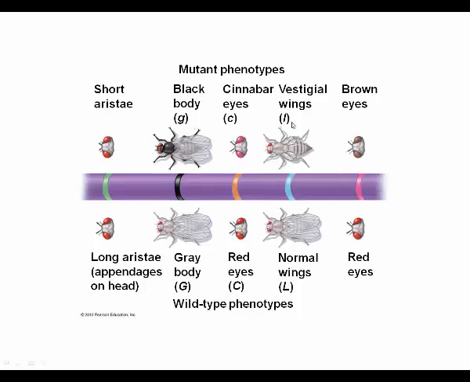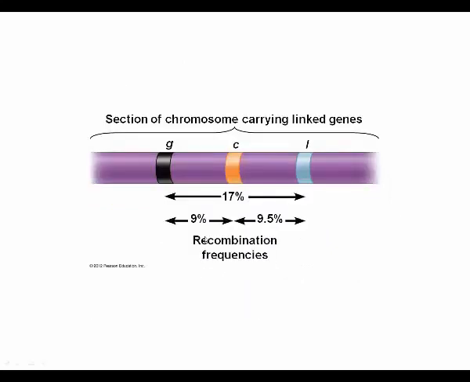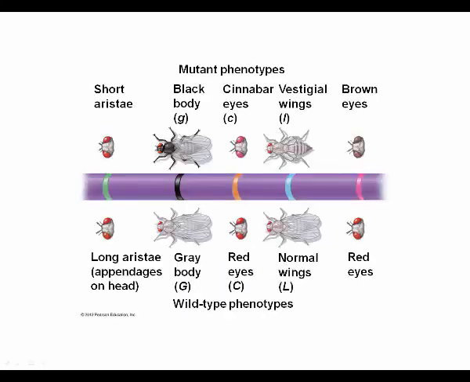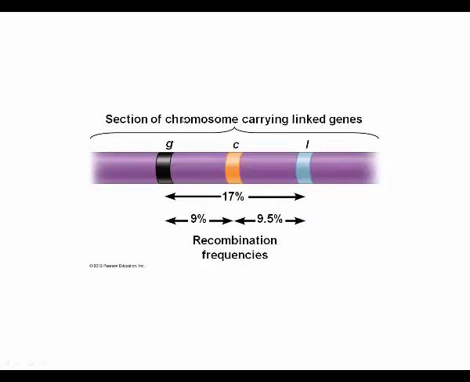Imagine 3 genes, and one of them encodes body color, one encodes eye color, one encodes wing length. To figure out the distance between them, you can figure out the recombination frequency between these 2 genes, between these 2 genes, and then also between these 2 genes. 3 different experiments where you mate a doubly heterozygous individual with one that's homozygous recessive. Between G and C, there was 9% crossing over. Between C and L, 9.5. Between G and L, 17.